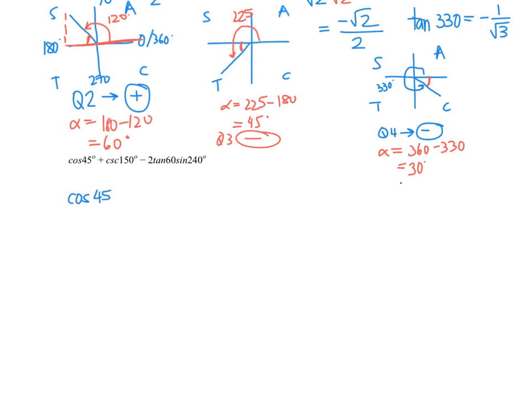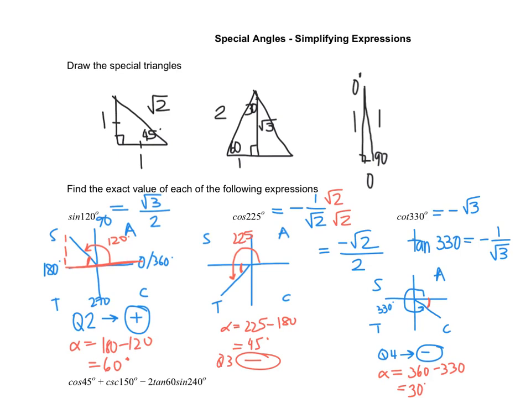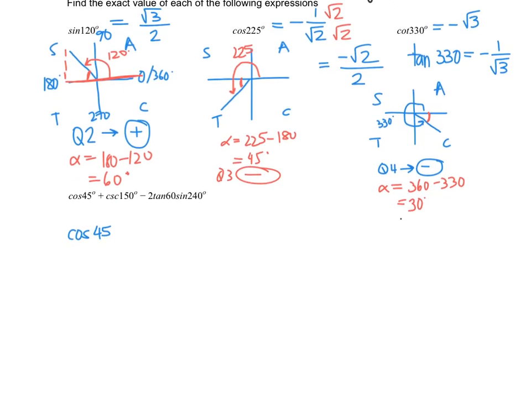And for cos 45, I don't have to worry about any other quadrant. I can go up to my 45-degree triangle. Cos is adjacent over hypotenuse, so 1 over root 2. And it's going to be positive because it is in quadrant number 1. And I'm just going to highlight this because I will use it later on.